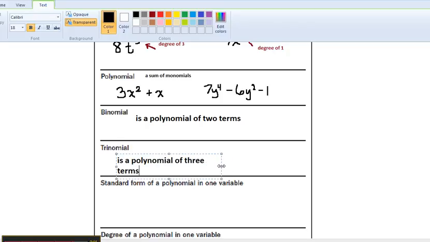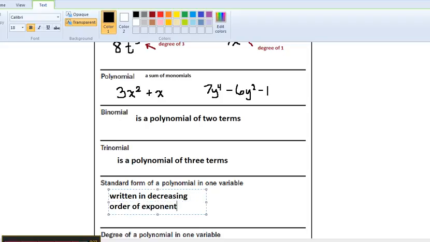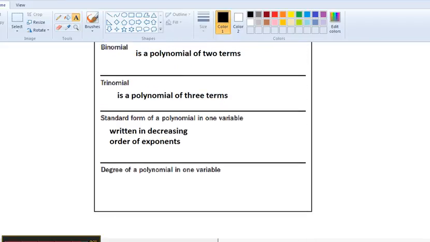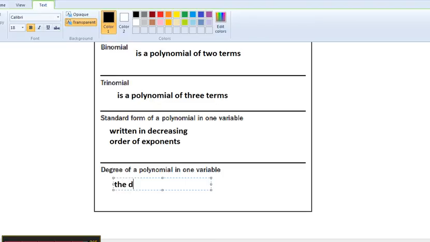And then the standard form of polynomial in one variable, I think we'll write this just as a definition. We'll say it has to be, let's say it has to be written in decreasing order of exponents. And we'll get to that a little bit later about what that looks like. And then finally is the degree of a polynomial in one variable. And that is going to be defined as the degree of the largest exponent of that variable. We'll get to that one as well just a little bit later.